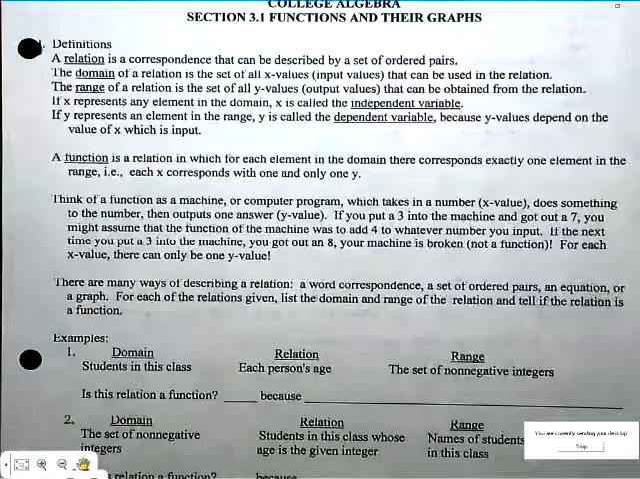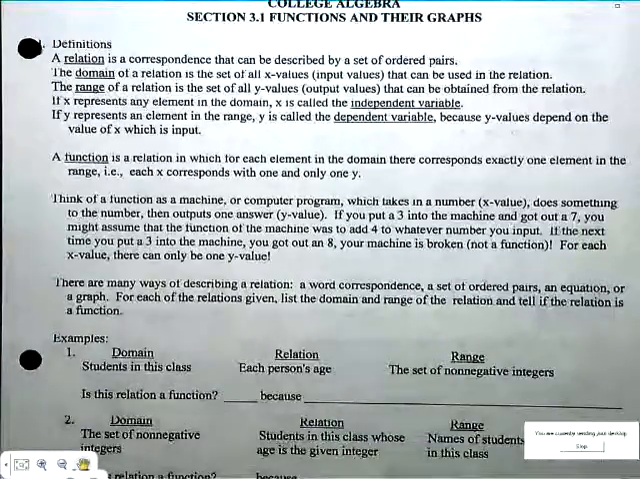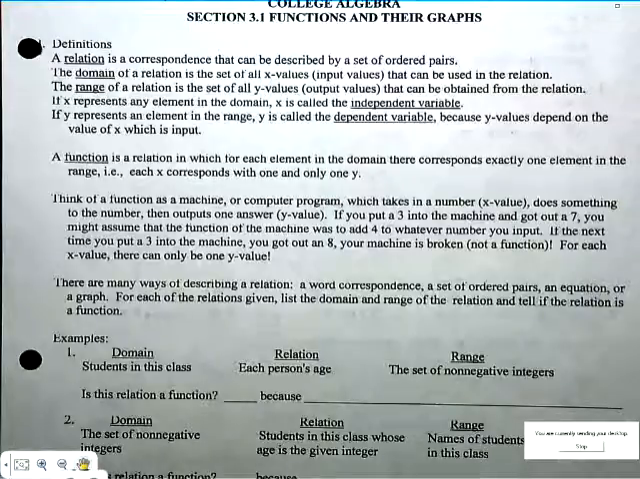It could be your name, comma, your shoe size, and that would be an ordered pair, and we could do an ordered pair for everybody in here, and that would be a relation. So relation doesn't have a whole lot of specific criteria that it has to meet. Anything that can be described by a set of ordered pairs.